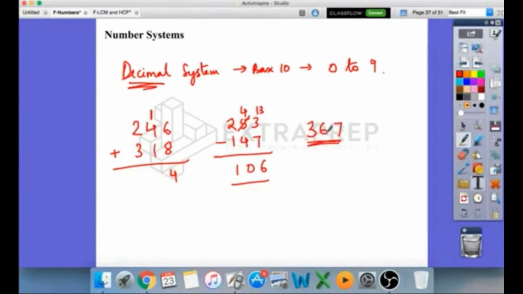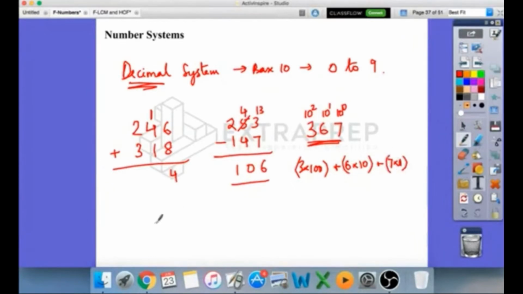Because what is this number? This number is 367, because this is 10 power 0, ones place, this is 10 power 1, tens place, and this is 10 squared, hundreds place. So this becomes 3 into 100, 300, plus 6 into 10, 60, and 7 into 1, 7. So that's how you get 367.